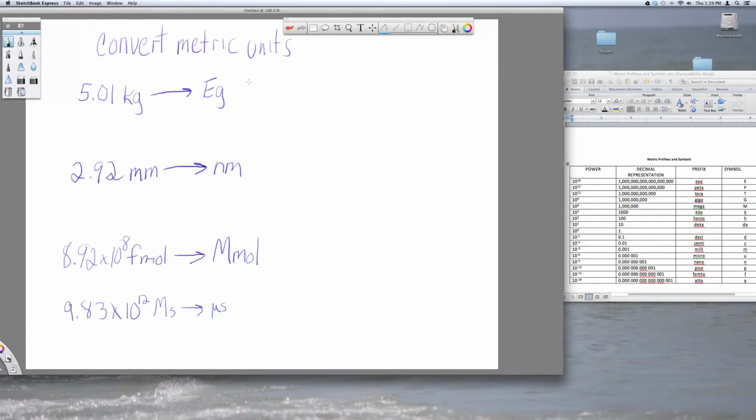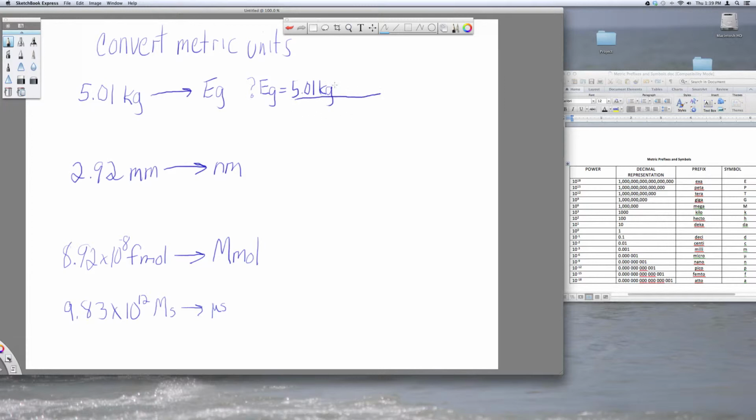Whenever you set up a dimensional analysis problem, the first thing you always do is you write a question mark and you try and figure out what to put next to the question mark. Well, you're trying to figure out exagrams. So you're trying to figure out how many exagrams are equal to 5.01 kilograms.